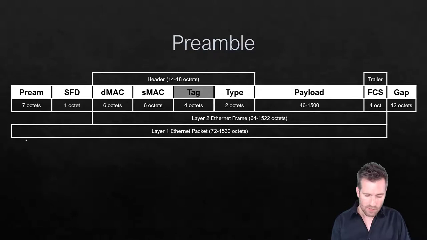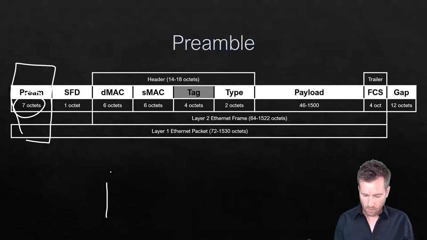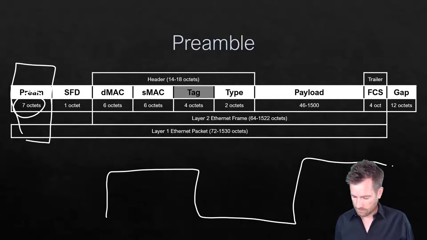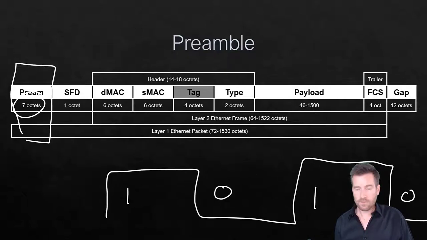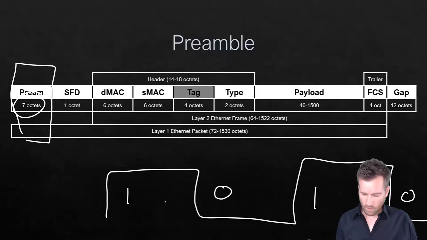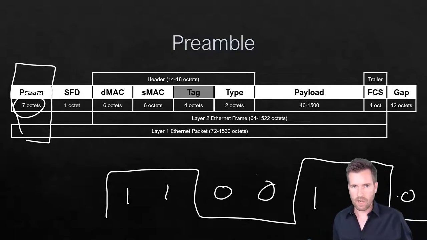The preamble is going to start off this communication. It is 7 octets long. So let's say we're sending something along a copper wire, and we send a signal across it. It's hard to determine, is this a signal that says 1, 0, 1, 0? Or is this a signal that's saying 1, 1, 0, 0, 1, 1, 0, 0? So there's some sort of timing in which this data comes across, and it can be a little difficult to transmit this timing from one location to the next.